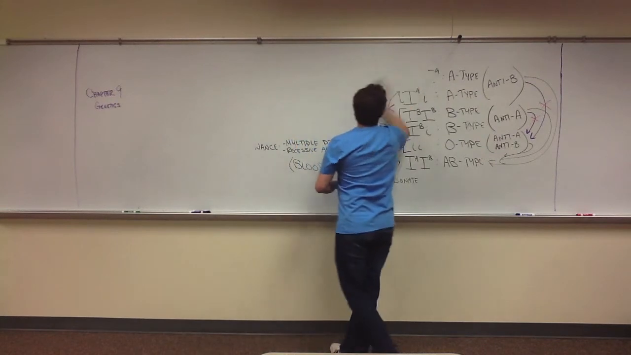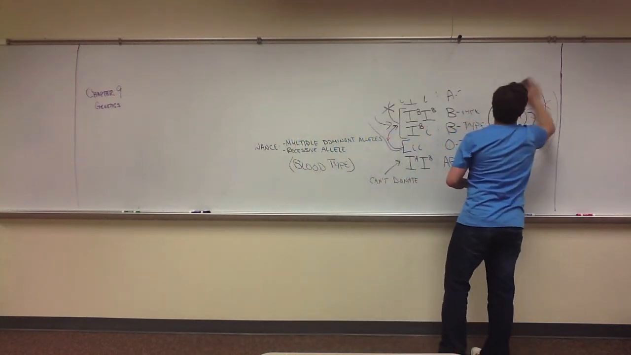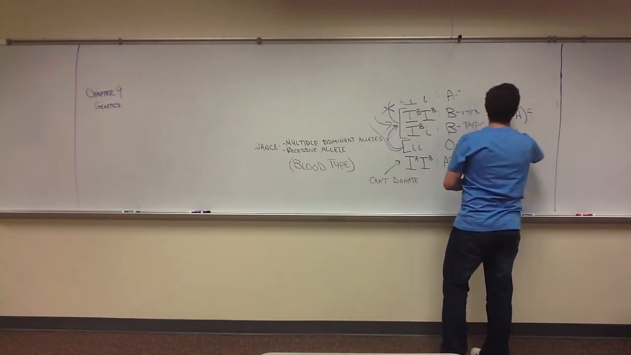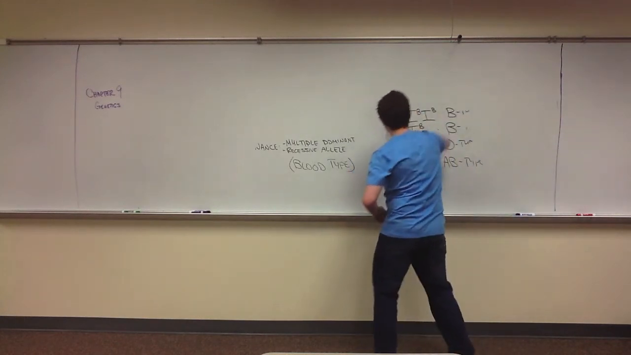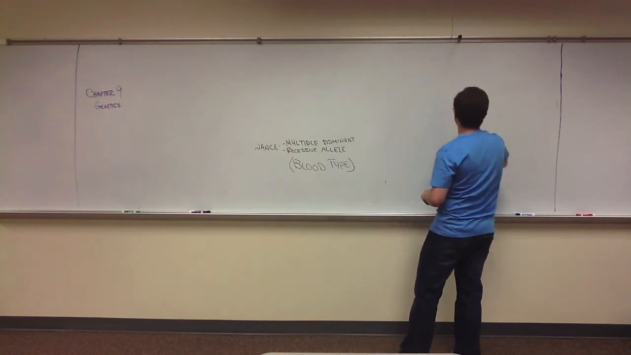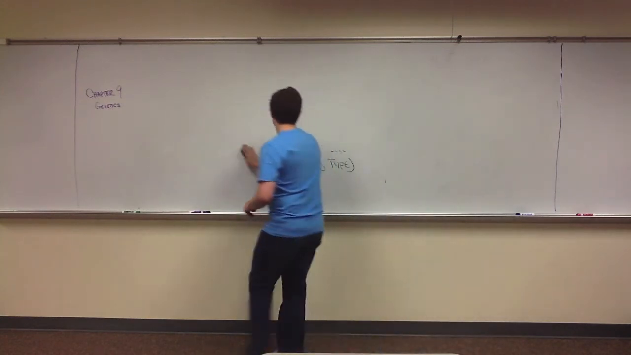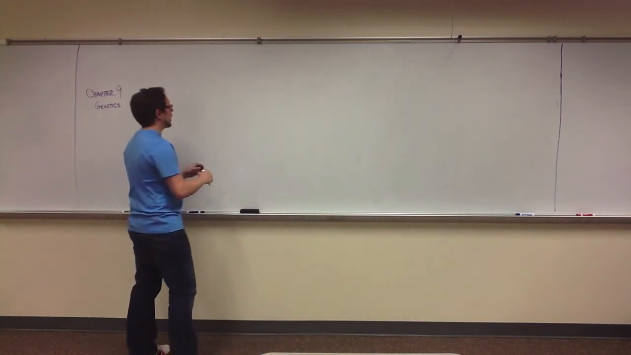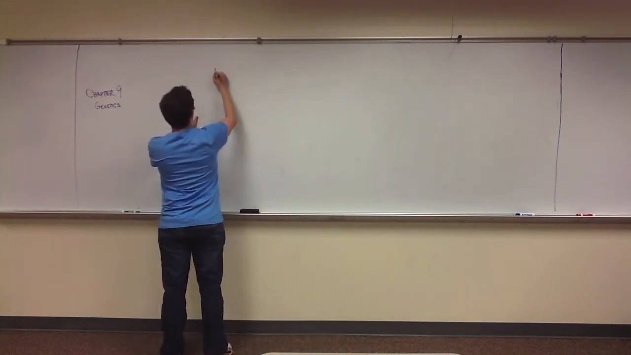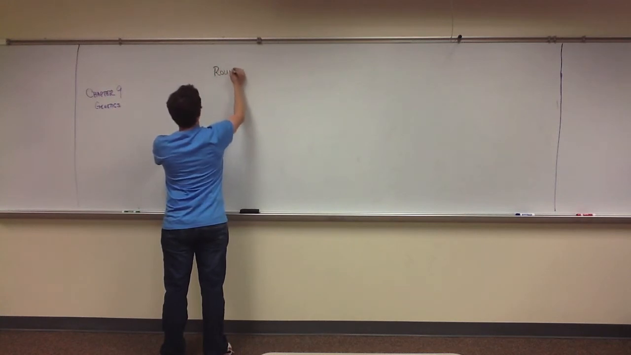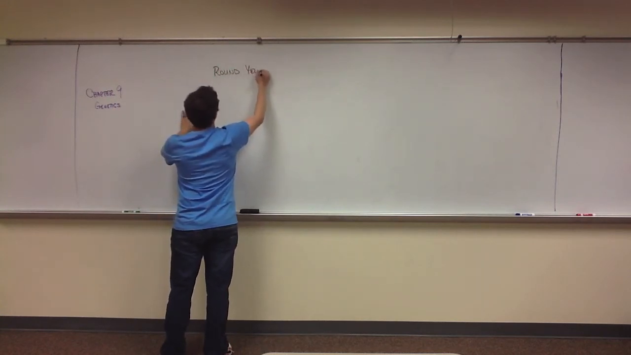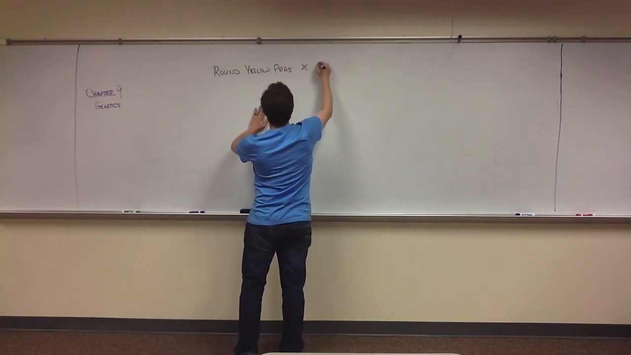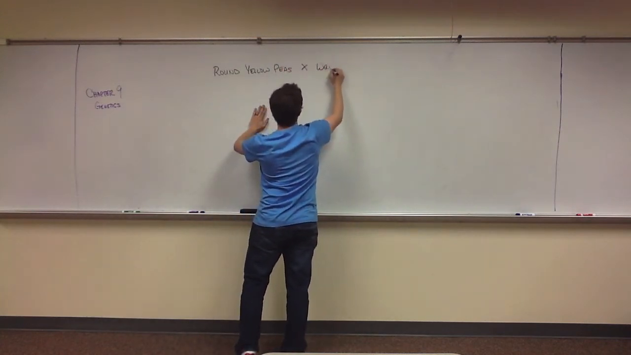So remember, this was determined with that dihybrid cross that Mendel performed. The monohybrid was looking at one trait, while the dihybrid was looking at two. So the example they gave in the book, remember, was round yellow peas crossed with wrinkled green peas.